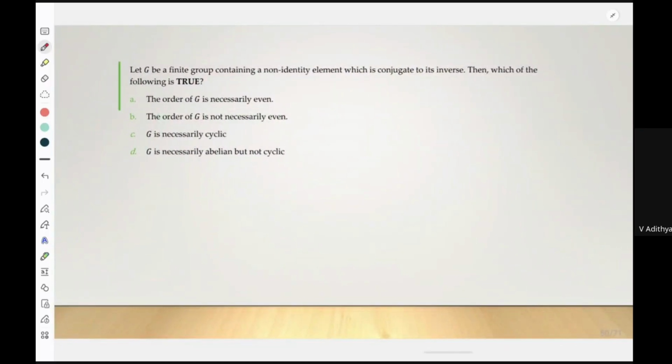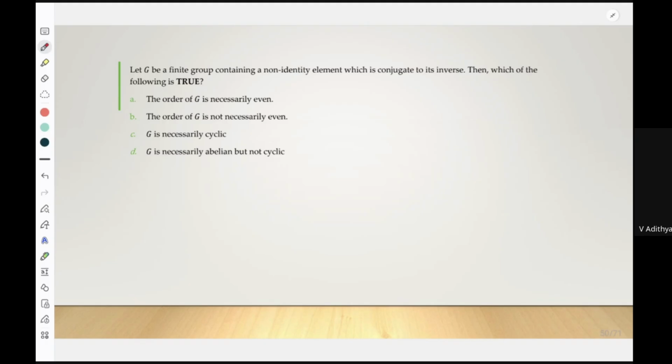Okay. Let G be a finite group containing a non-identity element which is conjugate to its own inverse. Then which of the following is true? A. Order of G is necessarily even.